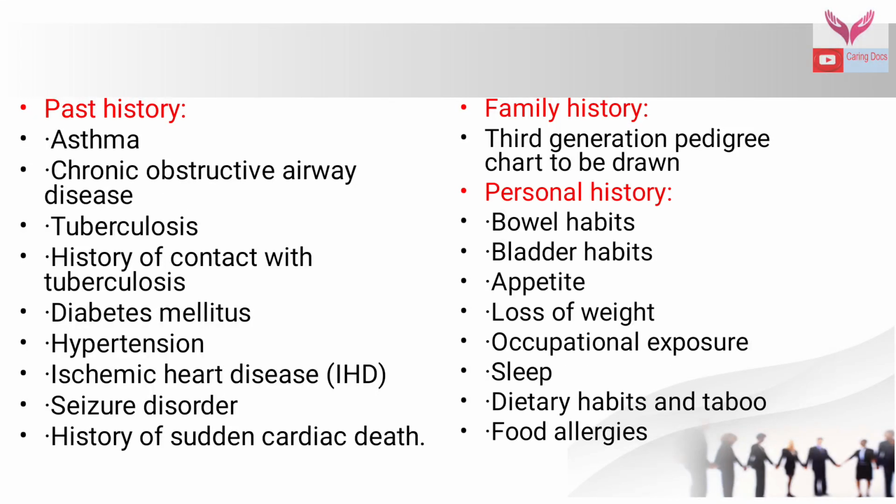In the past history, we have to ask him about asthma, chronic obstructive airway disease, any history of tuberculosis, history of contact with a tuberculosis patient, any history of diabetes, hypertension, ischemic heart disease, seizure disorder, history of sudden cardiac death. Family history: we have to draw a 3 generation pedigree. This chart has to be drawn.